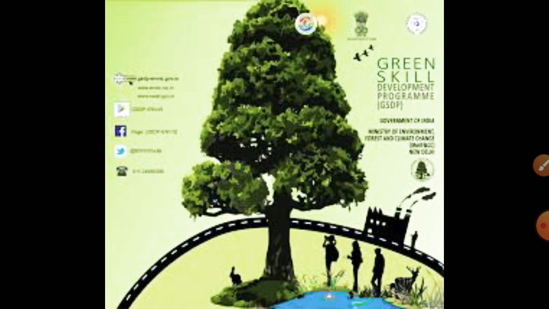We can categorize our environment into four categories: lithosphere, related to land; hydrosphere, related to water; atmosphere, related to air; and biosphere, related to living things. So these are the things which we have to protect. This is the environment. This is sustainable development, without harming our environment.